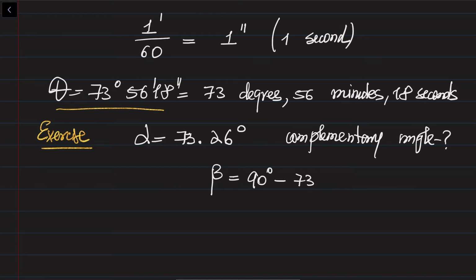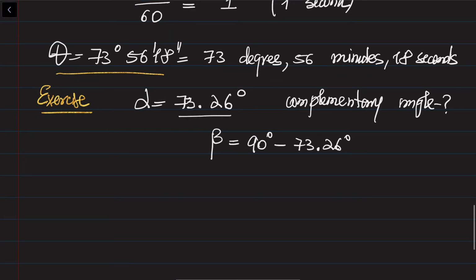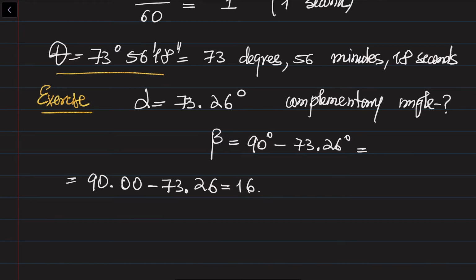So 73.26. You see, this angle is given in a decimal form. So essentially, it's 0.26. So what I can do is write down 90 degrees as 90.00 minus 73.26, and what I get here is going to be 16.74 degrees. Okay, so it's not so difficult, right?